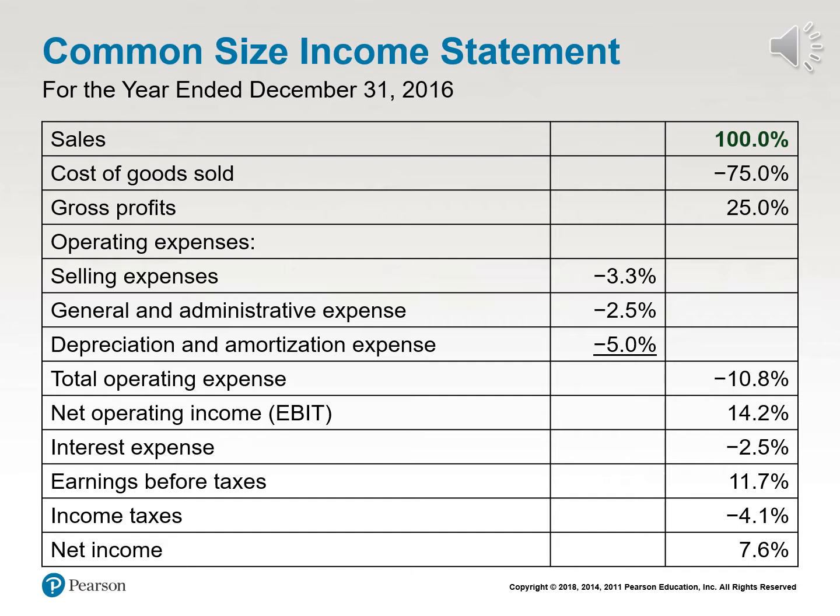Common size financial statements are one way that we prepare numbers so that we can compare them easily with previous years, competitors, and other companies in the industry. Here's a common size income statement. A common size income statement is an income statement in which each line item is expressed as a percentage of sales. You can see here that sales is 100%, and each number is calculated as a percentage of sales. So cost of goods sold is 75% of sales.